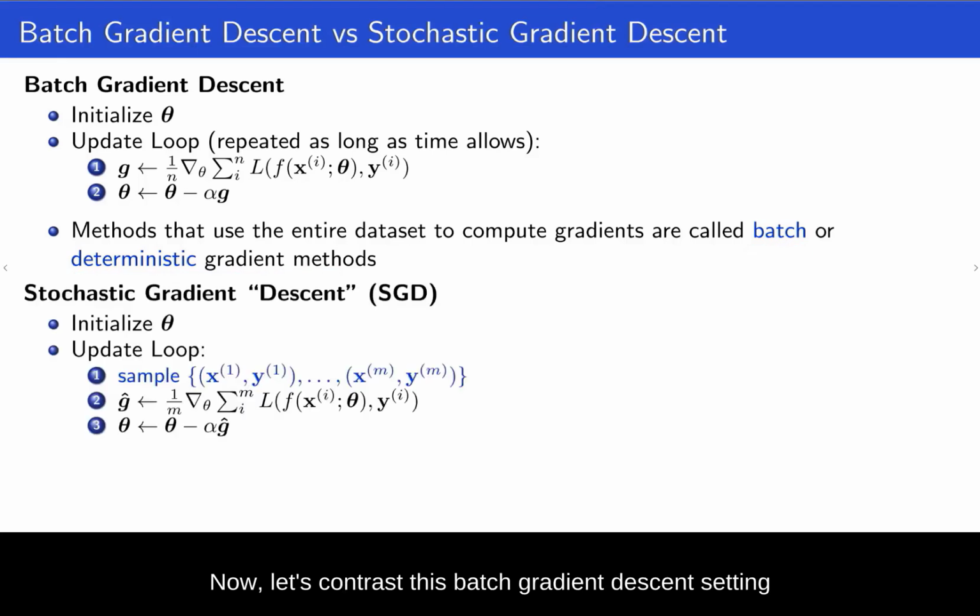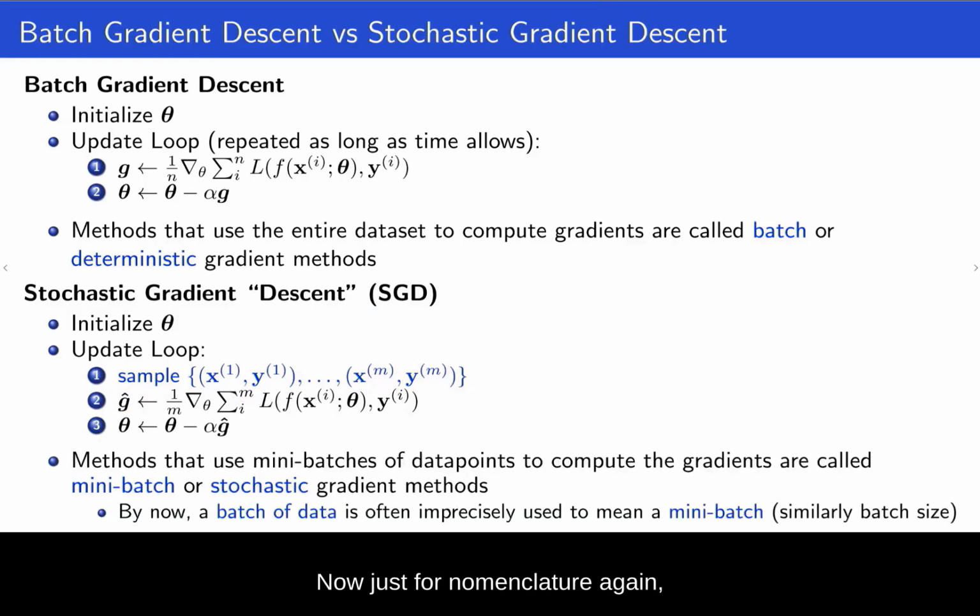And now let's contrast this batch gradient descent setting to the stochastic gradient descent setting that we want to talk about more here. Stochastic gradient descent, we're going to abbreviate by SGD. So this SGD algorithm is almost identical to the batch gradient descent setting, except that we have this step here where we sample a batch or mini batch of m data points from our data set, and then we compute this approximate gradient g hat based on these m data points. And the rest of the algorithm is identical.